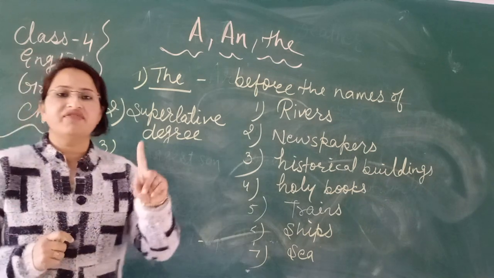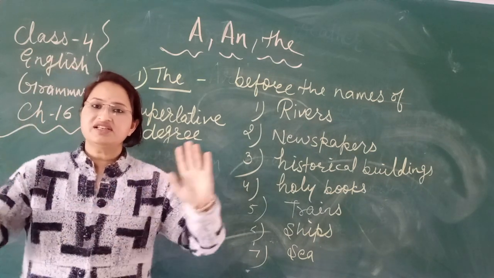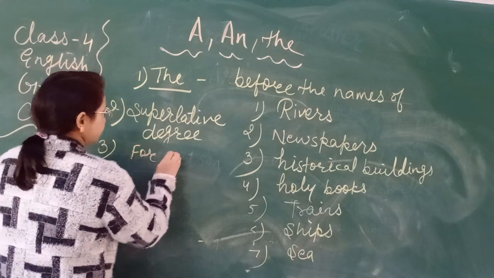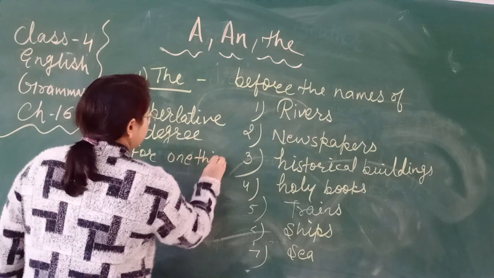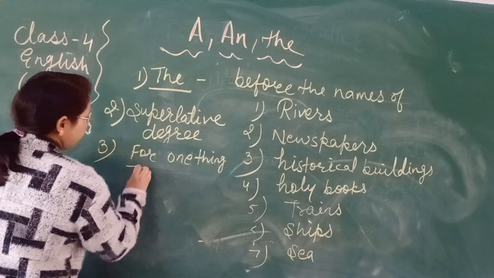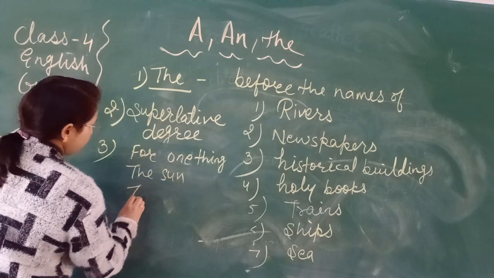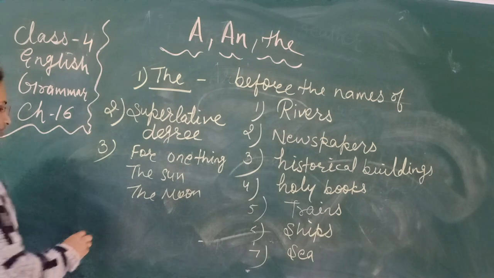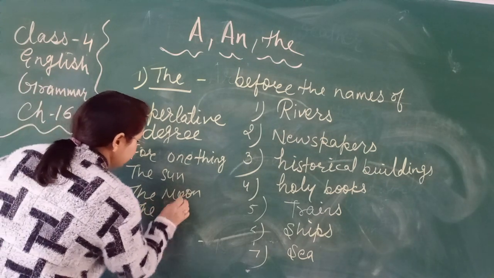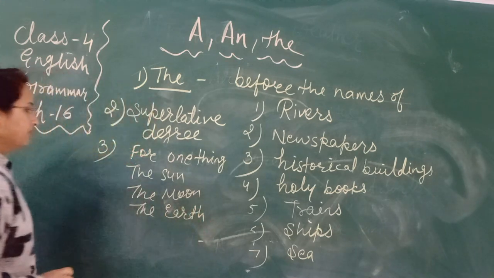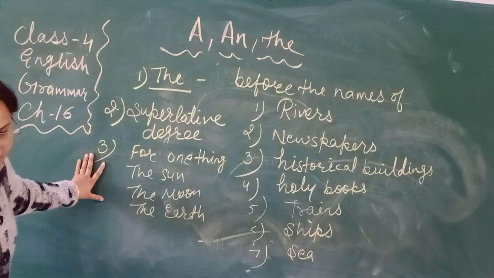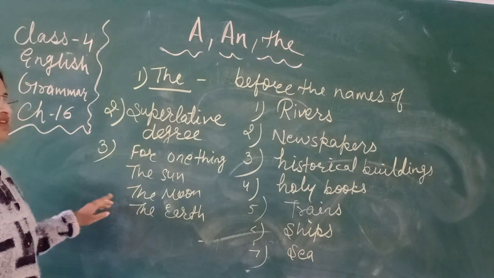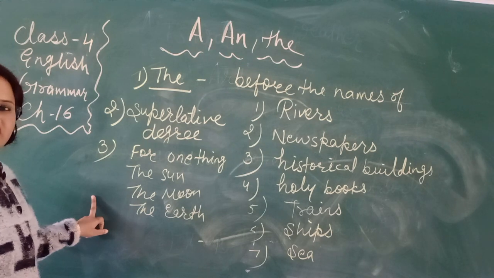The nouns which are only one, ऐसी चीजें जो world में only one है. For one thing, like the sun, the moon, only one है. The earth. So ऐसी चीजें जो only one है, इससे पहले कौन सा आर्टिकल यूज होगा? आर्टिकल the. Clear about it?